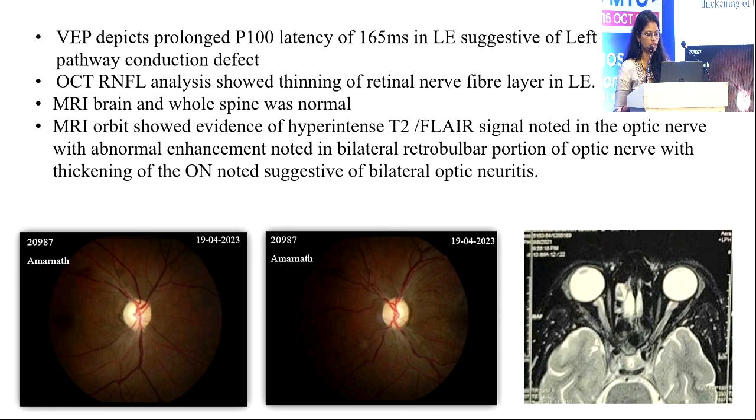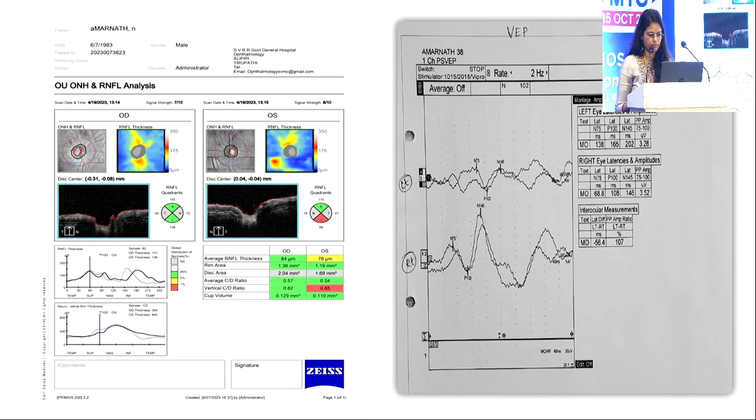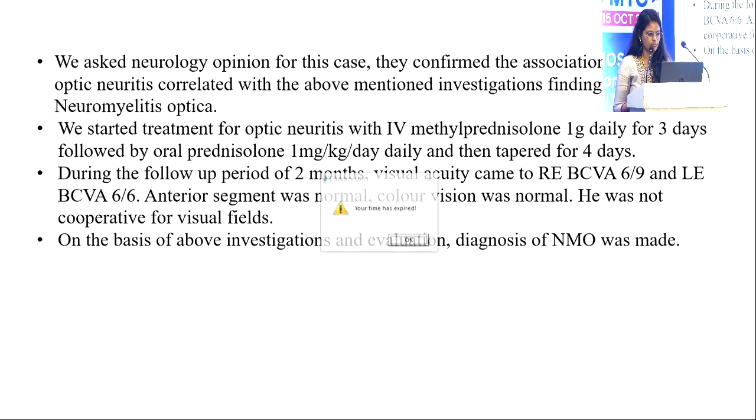An MRI orbit showed hyperintense T2 FLAIR signal noted in the optic nerve with abnormal enhancement noted in the bilateral retrobulbar portion of the optic nerve with thickening of the optic nerve, suggestive of bilateral optic neuritis. So OCT revealed retinal nerve fiber layer thinning, and VEP shows in the left eye prolonged P100 latency.